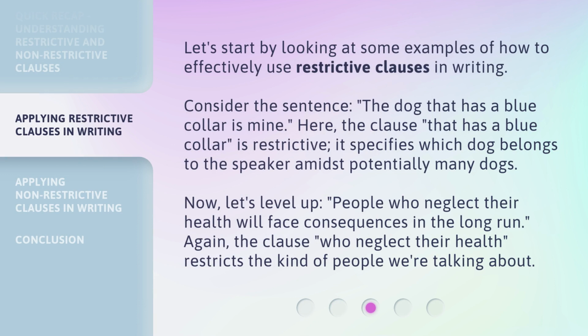Let's start by looking at some examples of how to effectively use restrictive clauses in writing. Consider the sentence, "The dog that has a blue collar is mine." Here, the clause, "that has a blue collar," is restrictive. It specifies which dog belongs to the speaker amidst potentially many dogs. Now, let's level up. "People who neglect their health will face consequences in the long run." Again, the clause, "who neglect their health," restricts the kind of people we're talking about.